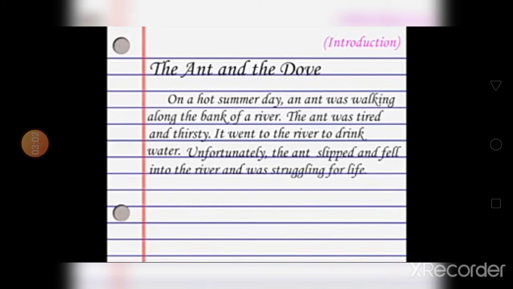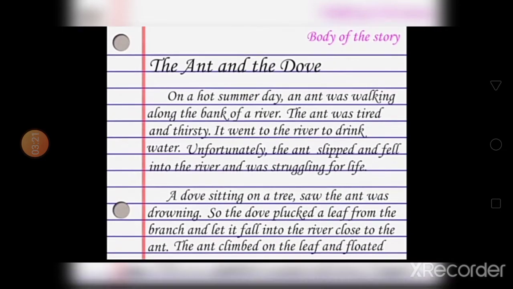So let's start. First I have written here the introduction. On a hot summer day, an ant was walking along the bank of a river. The ant was tired and thirsty. It went to the river to drink water. Unfortunately, the ant slipped and fell into the river and was struggling for life.